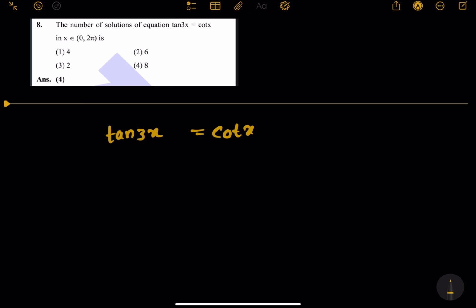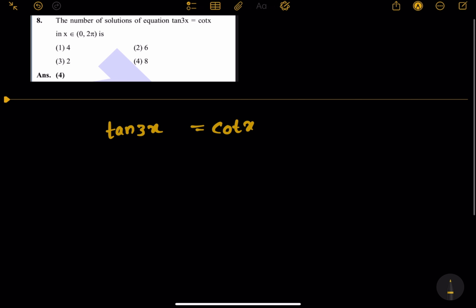This question can be solved in multiple ways. You can write cot x in terms of tan x, so then you'll have tan A this side and tan B this side. For those to be equal, you can write the formula for the number of solutions. You can do all of that stuff, but why do you want to? These kinds of questions can be easily solved by drawing the graphs, and I want you to learn that particular technique of drawing graphs and solving these questions.